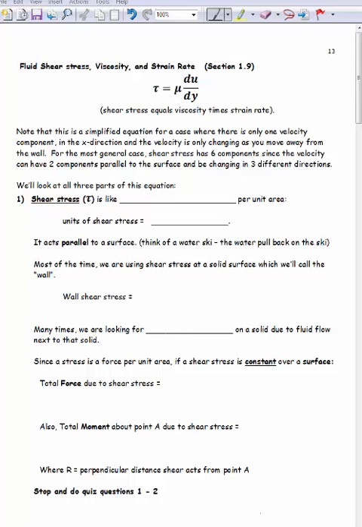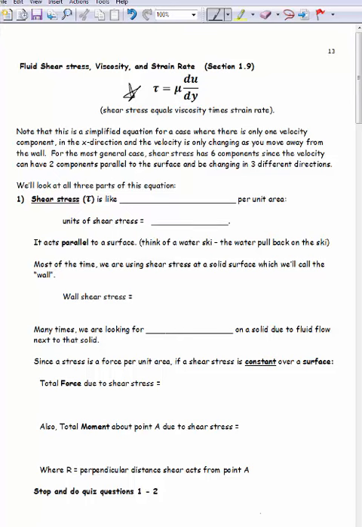So today what we're going to talk about is shear stress and how it relates to viscosity and strain rate. Okay, and here's our equation. Shear stress equals viscosity times strain rate. Now this particular equation is a simplified equation.